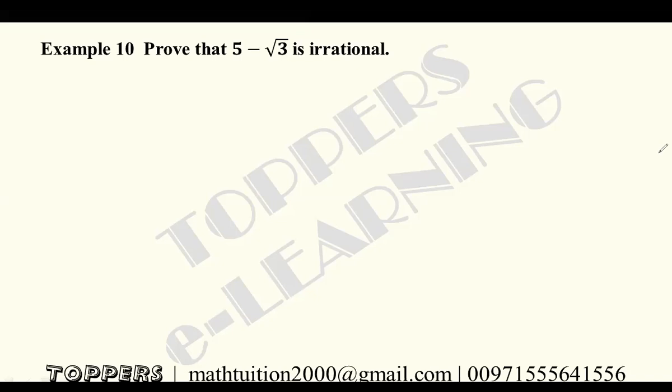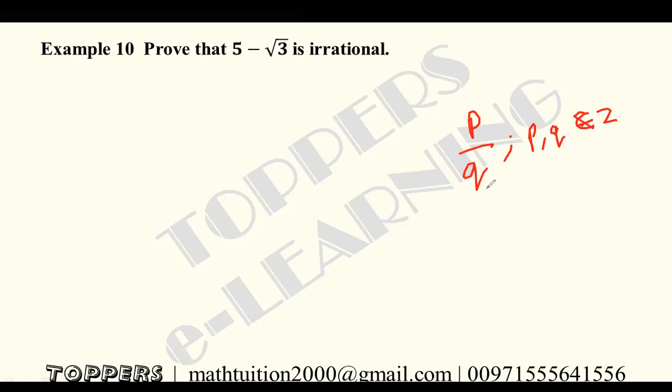What is the standard form of a rational number? P by Q, where P and Q are integers, P and Q belong to Z, and Q is not equal to 0. Also, we will assume that P and Q are coprimes.